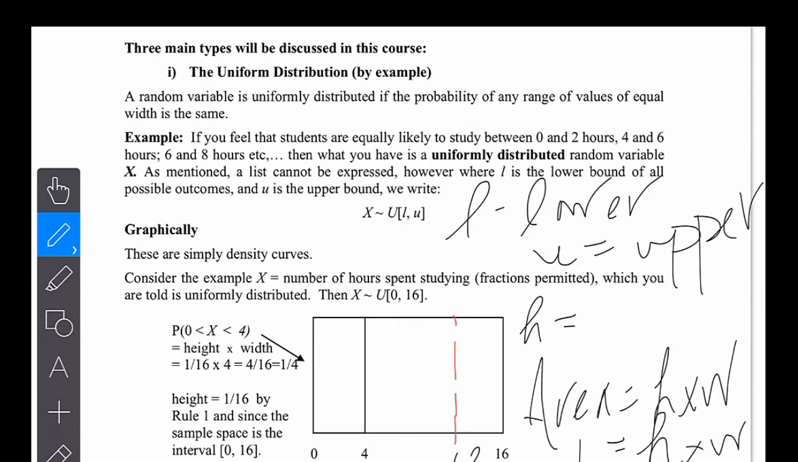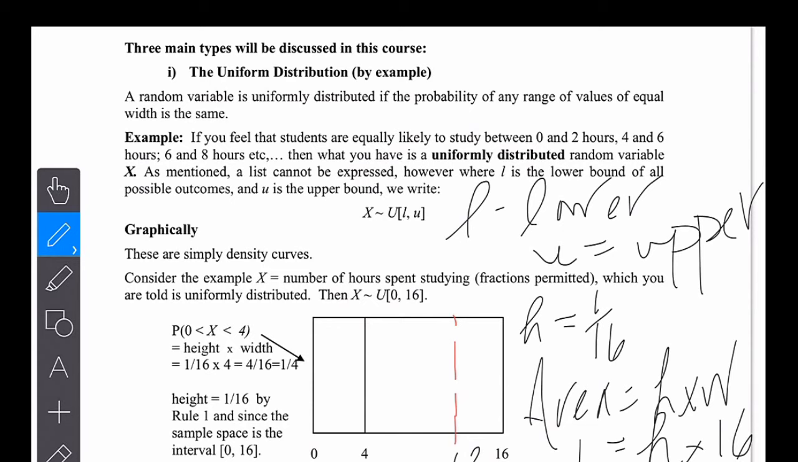Oh, why did I do that? I'm going to write 16. So since height times 16 is equal to 1, height must be 1 over 16. Does everybody see that? It has to be 1 over 16 for the area to be 1.